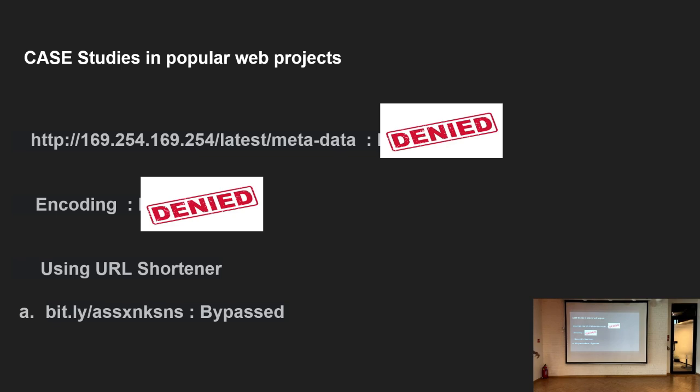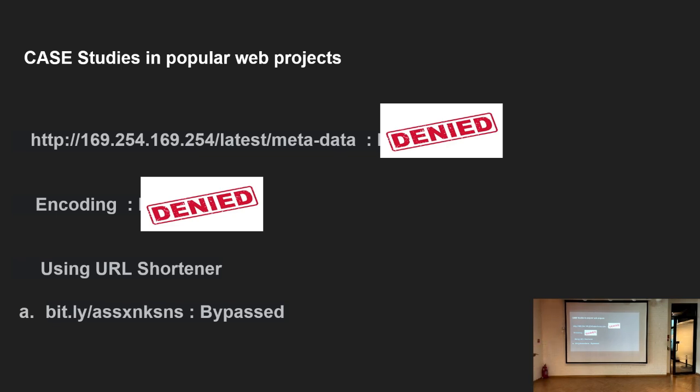So I tried all the things like encoding and using other whitelisted IPs, but it didn't work. The next thing I did was use a popular URL shortener, which is bit.ly. I converted the AWS metadata IP into a shortened URL, and this is what the shortened URL looks like here, this one, bit.ly.